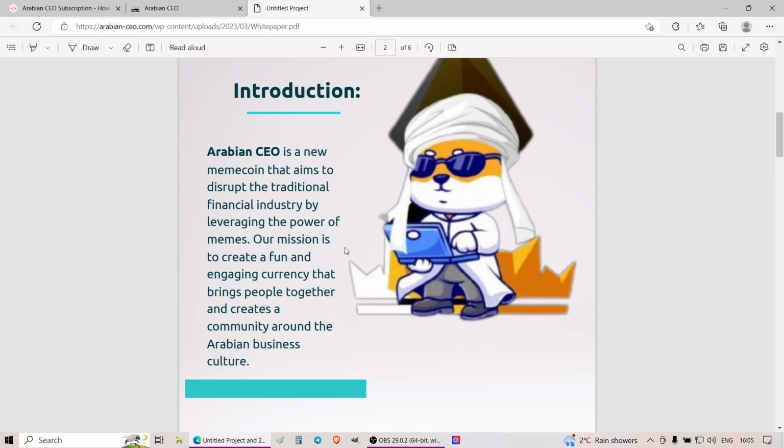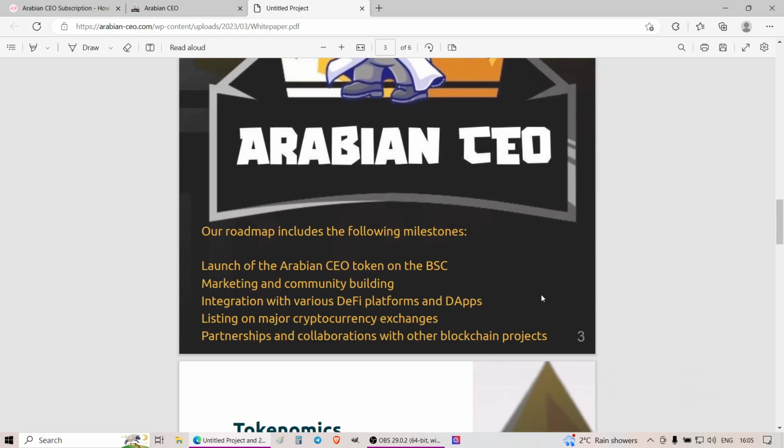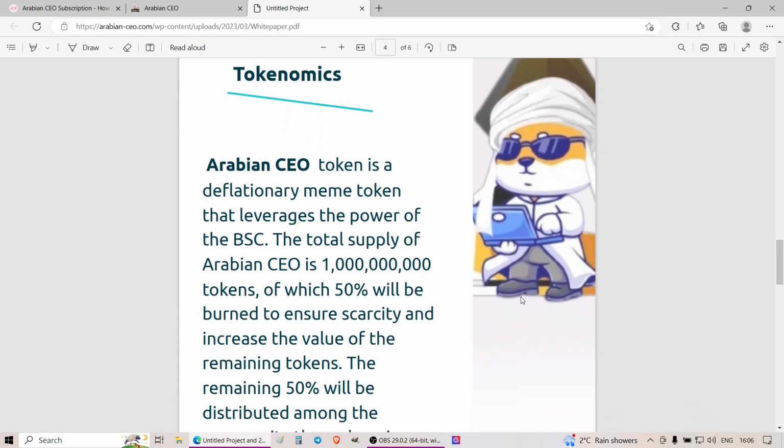Their mission is to create fun and engaging currency that brings people together and creates a community around Arabian business culture. The roadmap includes essentially launching of the token, some marketing, integration with various DeFi platforms and dApps, listing on major cryptocurrency exchanges, partnerships, and collaborations with other blockchain projects.